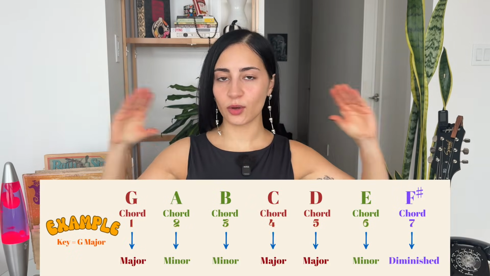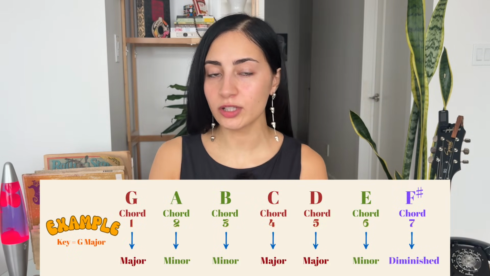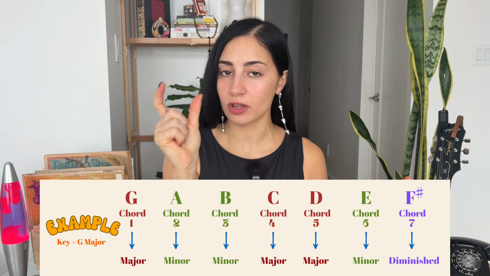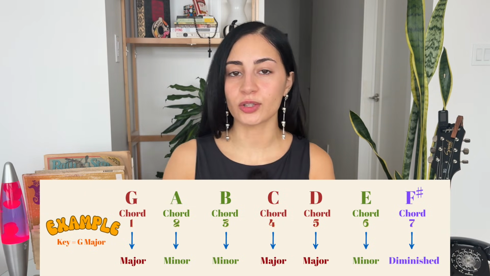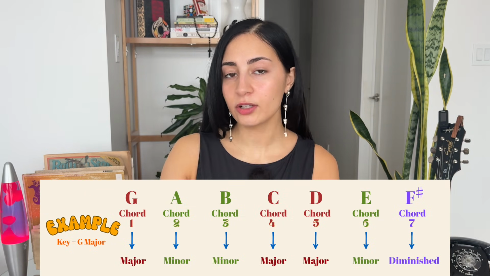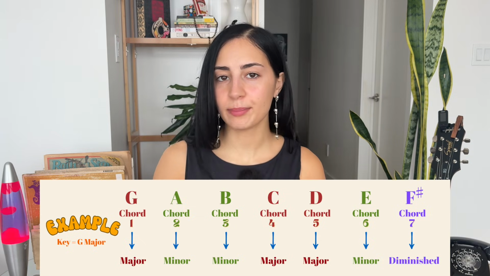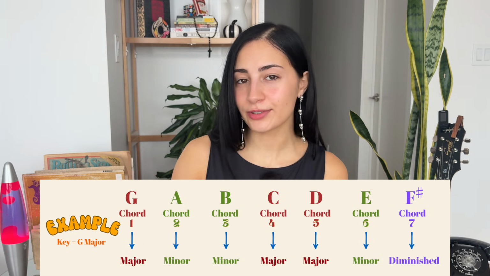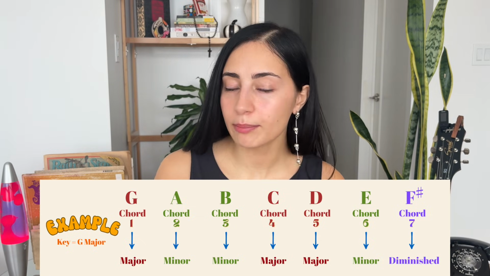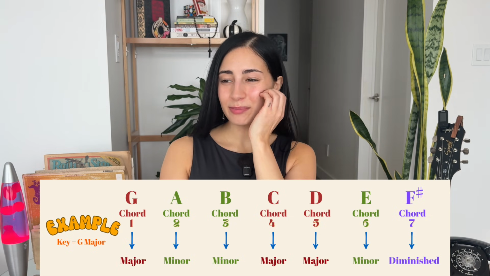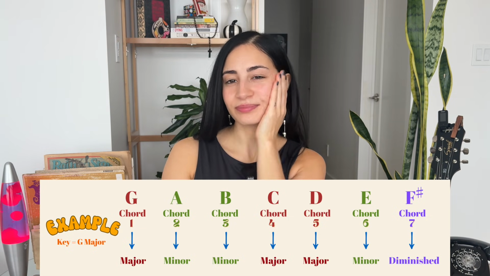So in a major key, the 1 chord is going to be a major chord. So that would be, in our example here, G major. The 2 would be a minor, so A minor. 3 a minor, so B minor. The 4 would be major, so C major. The 5 would also be major, so D major. The 6 would be minor, so E minor. And the 7 would be diminished, so F sharp diminished.